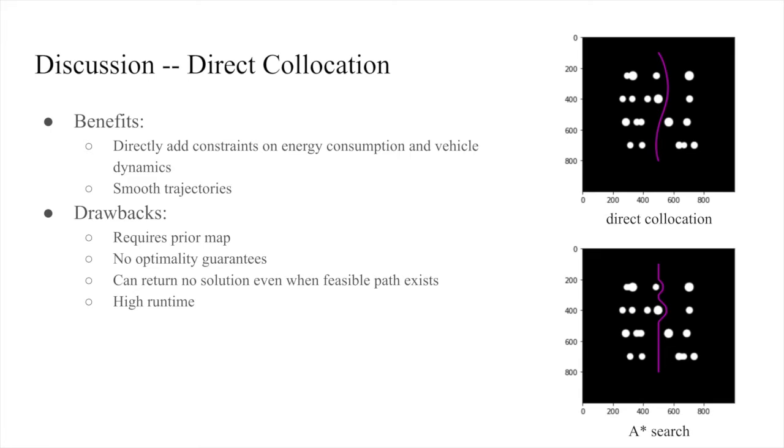For direct collocation, we are directly able to add constraints on the optimization problem to account for energy consumption and inherently encounter vehicle dynamics, which provides a smooth trajectory that can be tracked naturally, as shown in the image to the right compared to A-star in the same environment. However, with our formulation, we required a prior map of the environment in order to obtain a global path. But even so, since direct collocation is solving a nonlinear optimization problem, there's no global optimum guarantees, and there were many instances where the solver failed to find a solution. Reducing failure rate meant an increase in runtime to a point where it's no longer realistic for online planning.